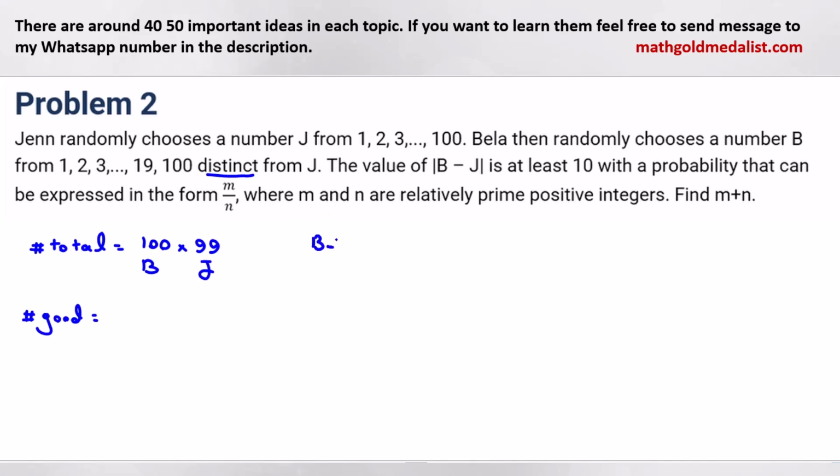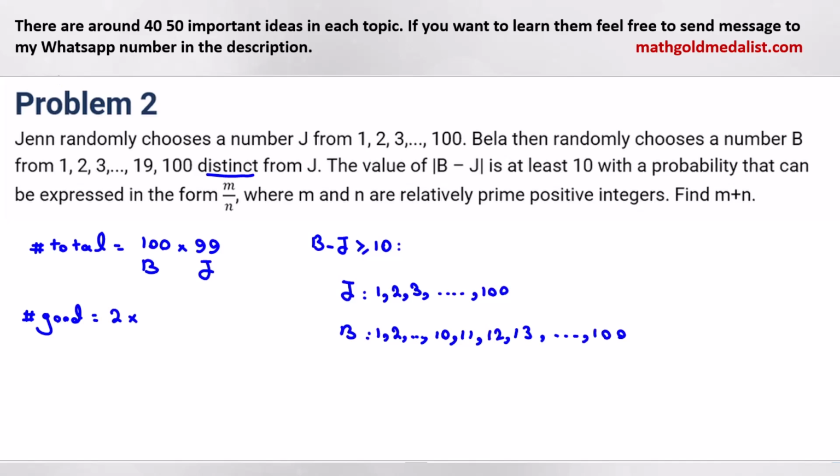So I calculate only B minus J is at least 10. And when B minus J is at least 10, they are distinct, okay? Because if they are equal, B minus J will be 0. I calculate this one, and then I multiply it by 2, because J minus B at least 10 will be the same. So let's write the numbers here. J is 1, 2, 3, to 100. Now, the minimum B that we should select, because J is at least 1, we should start with 11, 12, 13 to 100.